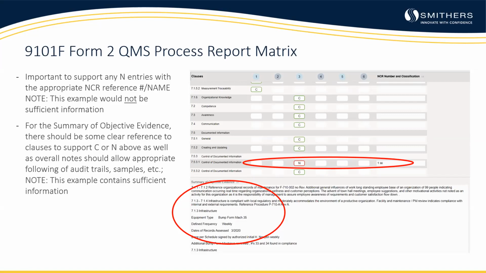For the summary of objective evidence section, we have admittedly had a lot of conversation with this over the course of time with ANAB and other interested parties. But the bottom line here is in this section, there should be some clear reference to support the C's or N's basically above. And this should provide some insight or detail into the audit trail, what was looked at in terms of samples or records. And in this case, this would meet the requirements in terms of providing that sufficient additional objective evidence as to what was looked at.